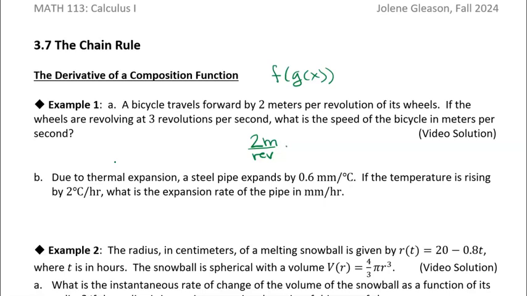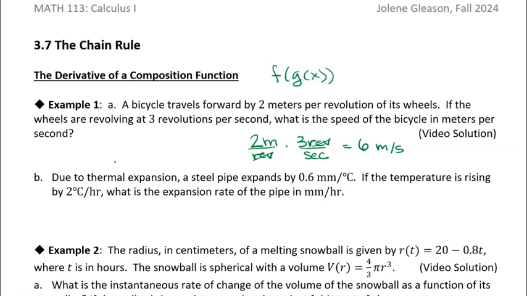And then if the wheels are revolving at 3 revolutions per second, then if we multiply those two rates, the revolutions essentially cancel, and we get 6 meters per second. So we're just combining these two rates, or multiplying the two rates to get a new rate.